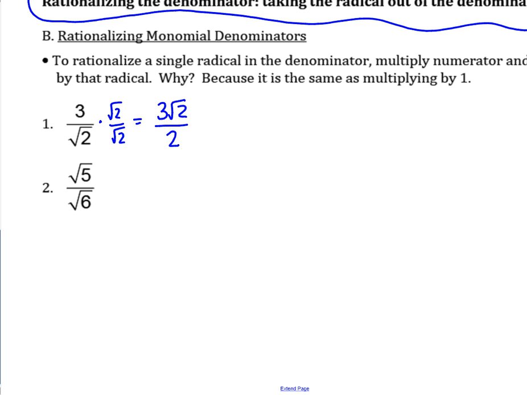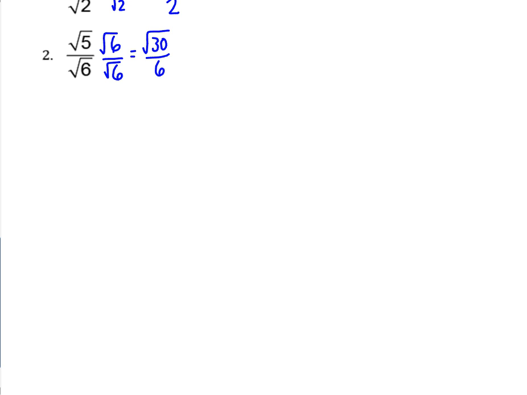Okay, so number 2, what would you multiply the numerator and denominator by? Root 6. Yes, the square root 6. It's okay to have a radical in the numerator, just not the denominator. Okay, what does that give us? Square root of 30 over 6. Can you simplify root 30? What perfect square goes into 30? Is there a perfect square that goes into 30? None. Does 9? Nope. Does 4? Nope. 16? So we're done.